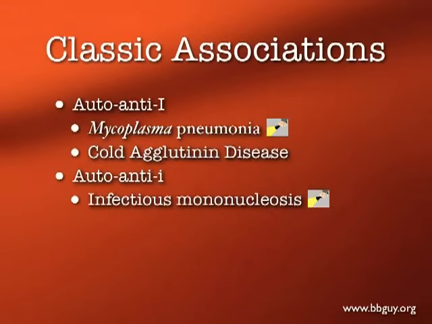Here are a couple of other things, a couple of flashlights in the eyes when it comes to this system. The first is that auto-anti-big I is classically associated with Mycoplasma pneumonia, in older patients especially. It's also the antibody that's usually the target in cold agglutinin disease, or cold-reactive autoimmune hemolytic anemias. Auto-anti-little I, on the other hand, is classically associated with infectious mononucleosis, especially in younger children. And that would certainly make sense based on what we know.